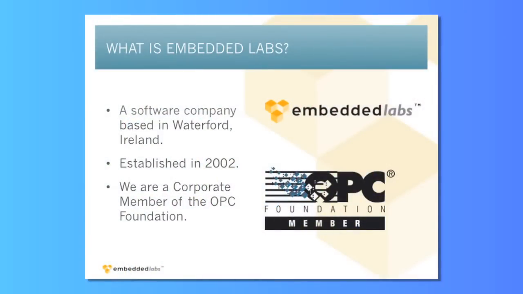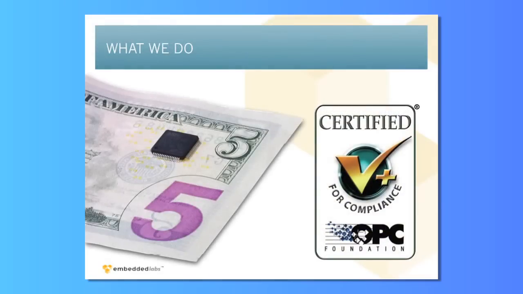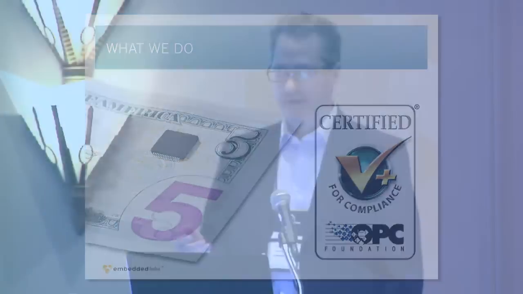Embedded Labs is an Irish software company. We're around about 10 years, and we're a corporate member of the foundation. But what does that have to do with OPC? Well, Embedded Labs is the single source for OPC UA technology that allows you to put an OPC UA server on a chip that costs less than $5. We're a software company. We don't provide the chip. But if you tell us what chip you want to put it on, we can put it on there.